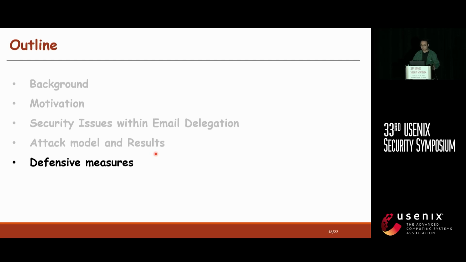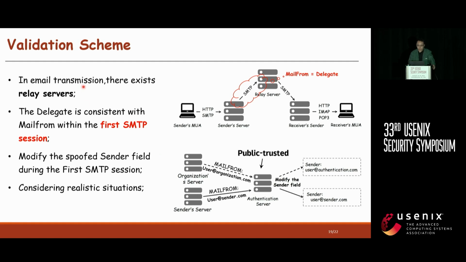In the last part, we summarize some defensive measures to mitigate such spoofing attacks. Actually, we need a validation scheme for the spoofed sender field. Considering relay servers in actual email transmission, we believe that the delegate is consistent with the mail from command in the first SMTP session. So we suggest to modify the spoofed sender field during the first SMTP session. And considering some realistic situations, we have developed some validation schemes. Please refer to our paper for more details.